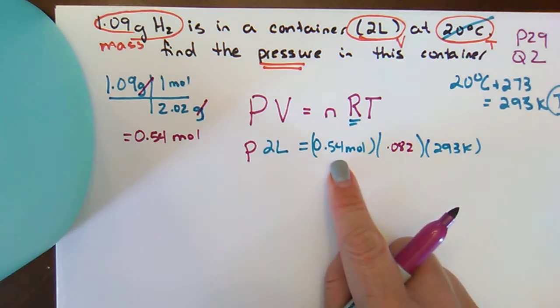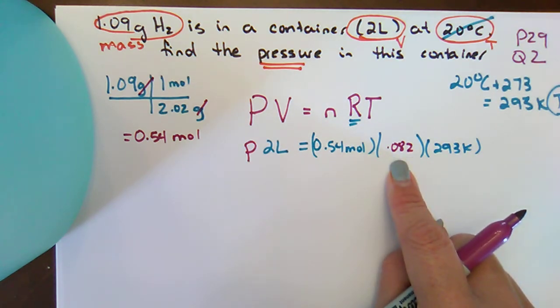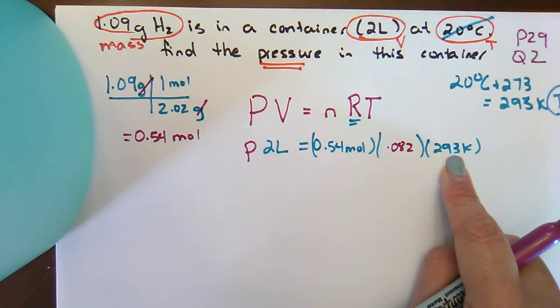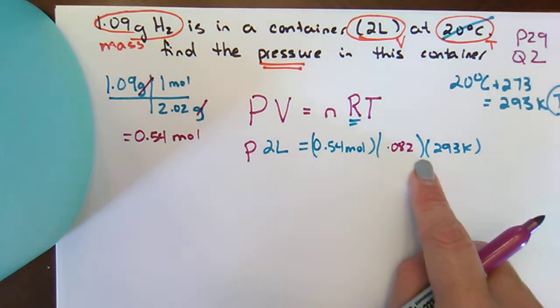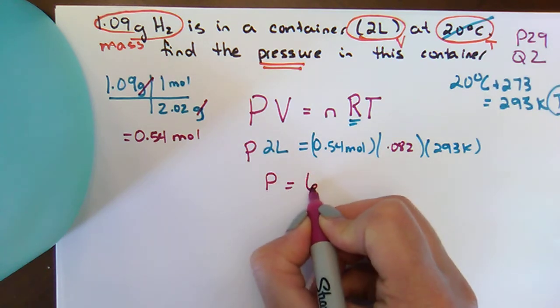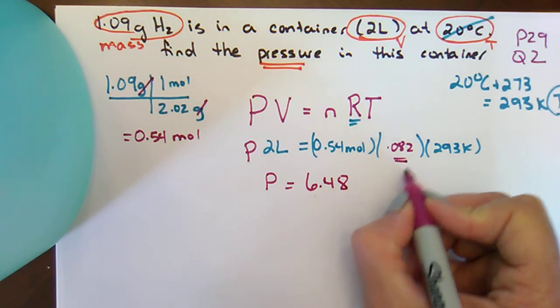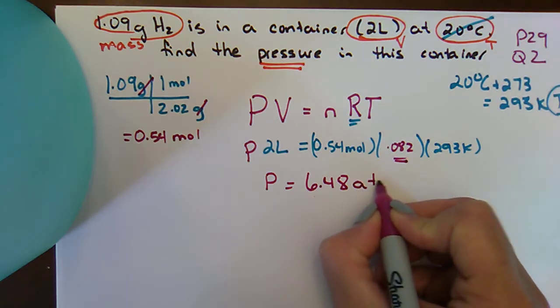So on your calculators, you're going to go 0.54 times 0.082 times 293, and then you're going to divide that all by 2, and the pressure that you're going to get is going to be 6.48, and because we picked this value for R, my pressure will be in atmospheres.